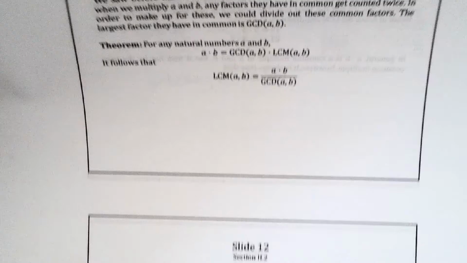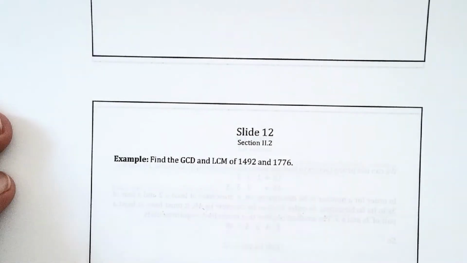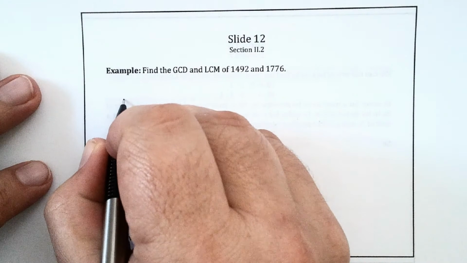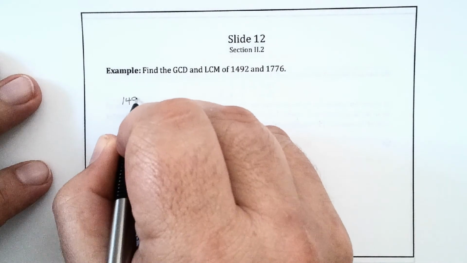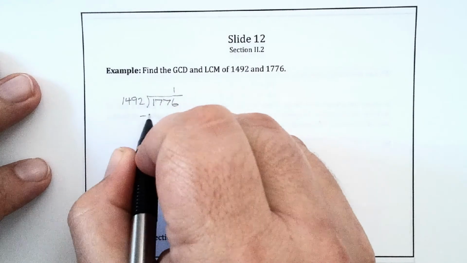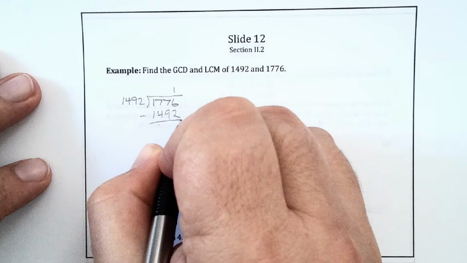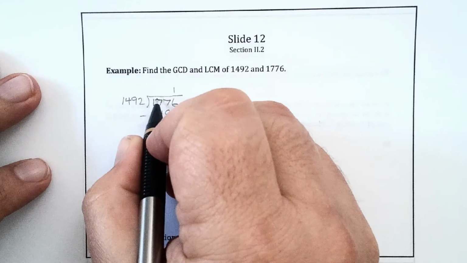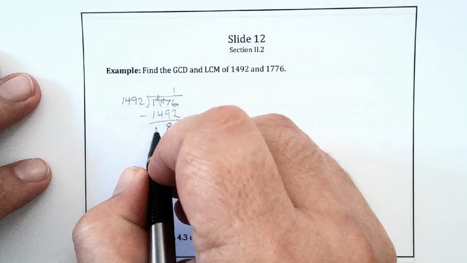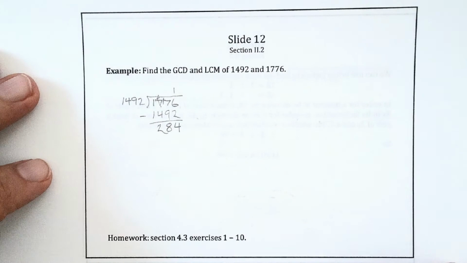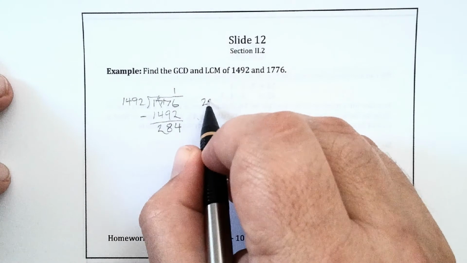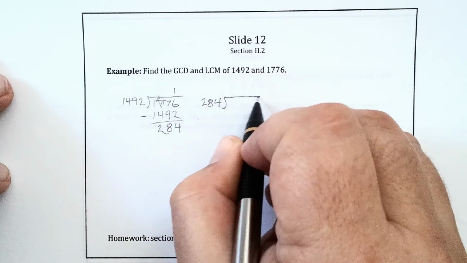So let's try that with 1492 and 1776. So I'll divide 1492 into 1776. Goes in there once. We get 284 left over. Okay, now let's divide 284 into 1492.